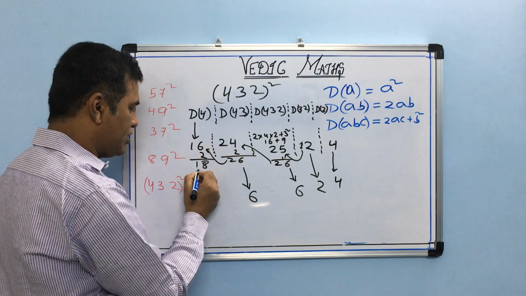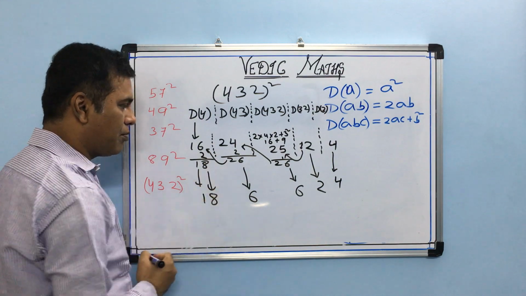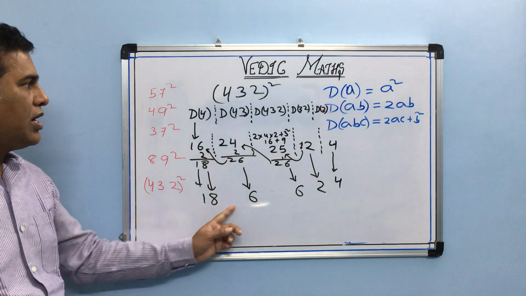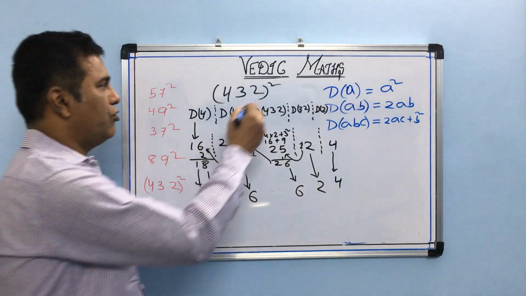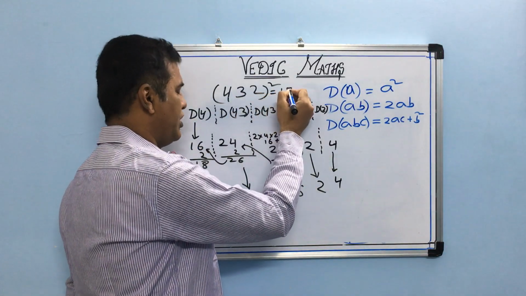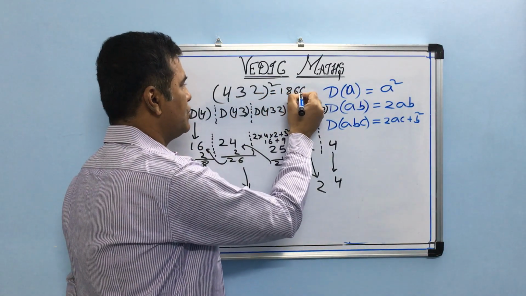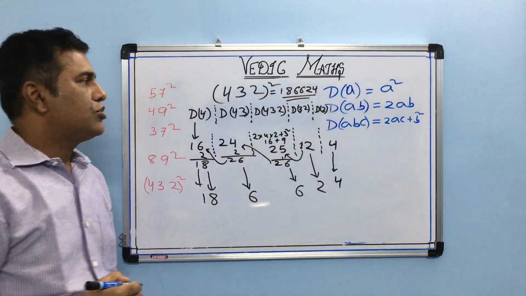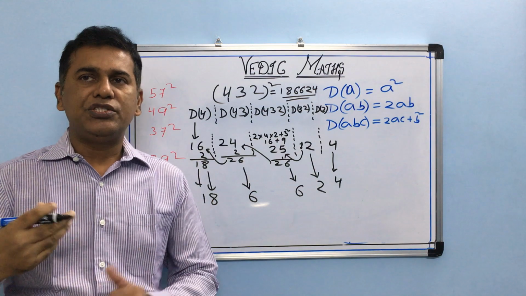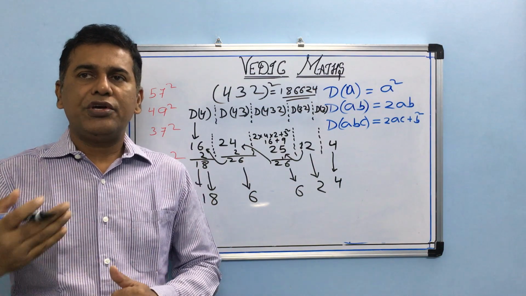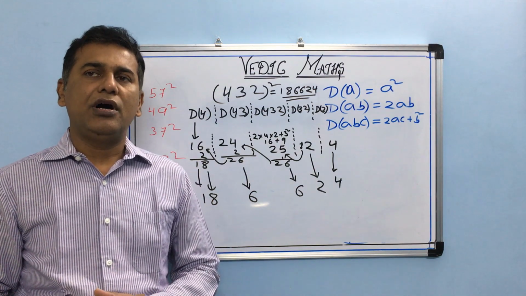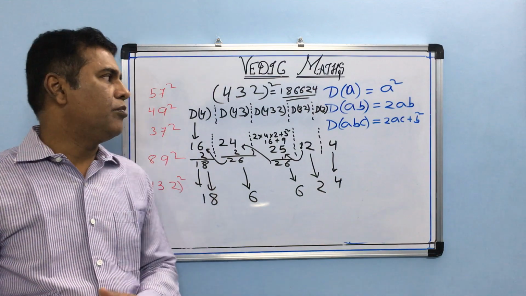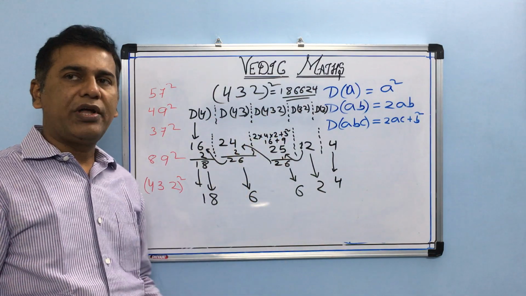So from here, as it is the last column, both the digits will come down. So our answer is 186,624. This is the square of a 3-digit number. So in this way you can find the square of any 3-digit number by writing the duplex.